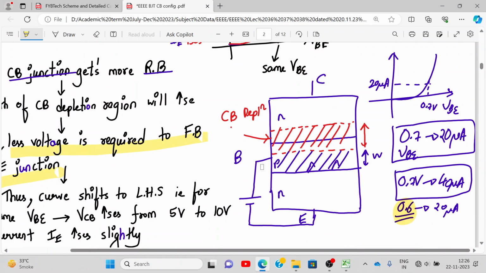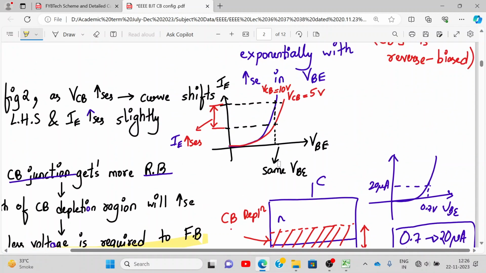Without anything happening, at 0.7 you got 20 microamperes. Now the base region has become less, so of the carriers coming into the base, there are fewer recombinations with the holes, so more current is flowing into the collector region. So at the same voltage 0.7 volts VBE, 40 microamperes is flowing now. Now if I reduce that 40 to 20, it will be available at a lesser VBE, right? That is the funda.